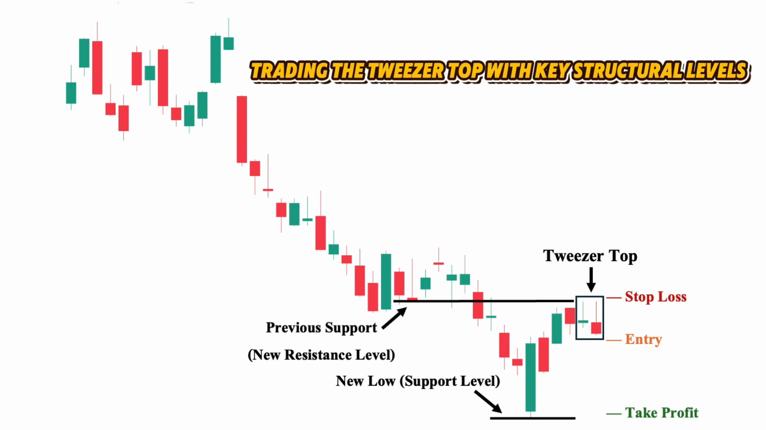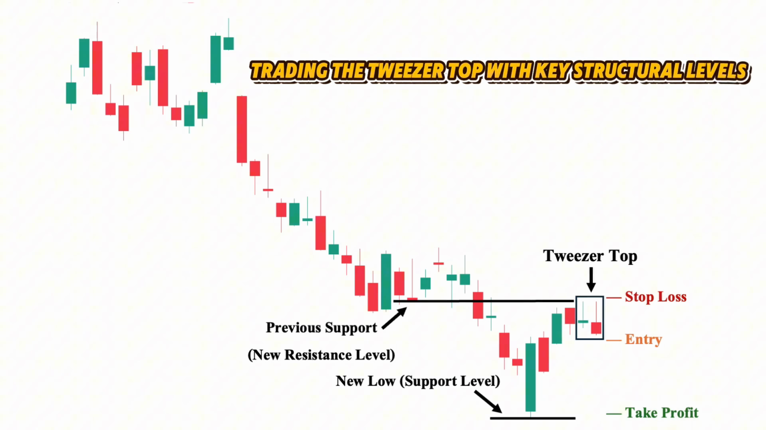And the next strategy I would like to introduce with you is trading Tweezer top with the key structural levels. We can employ the Tweezer top trend reversal signal in the price structure analysis. As shown, we use the same chart from our previous illustration to identify the key structural price levels. Here, we can observe that the Tweezer candlestick high coincides with the downtrend's previous, now broken, support level, which makes it a new resistance level.